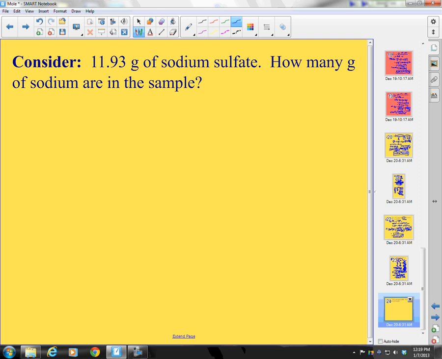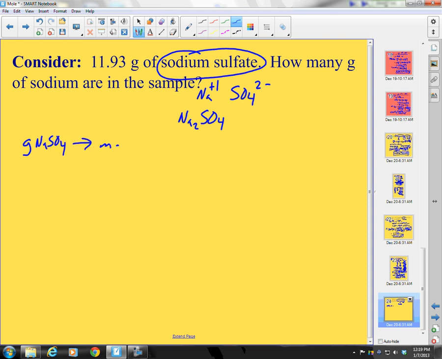Well, how am I going to work this? First I have to start with what is sodium sulfate. Sodium is Na, sulfate is SO4, 2 minus. What's sodium when it's an ion? +1. So that means I need Na2SO4. That's my sodium sulfate. So I'm going to go from grams of sodium sulfate to moles of sodium sulfate, to moles of sodium, to grams of sodium.